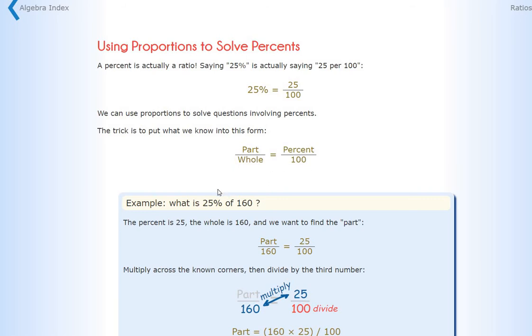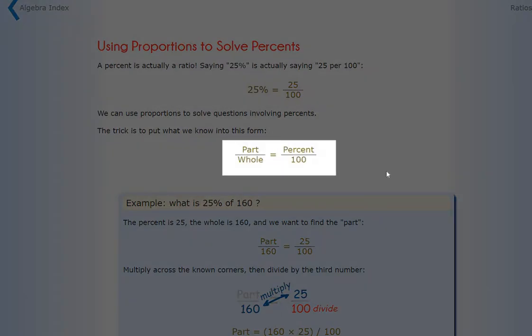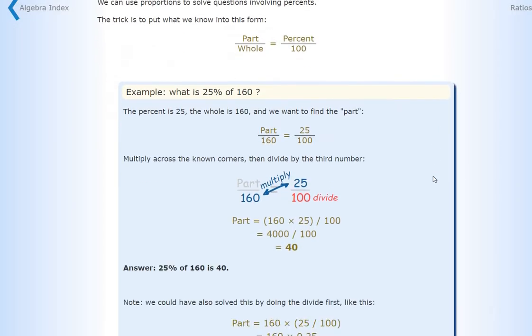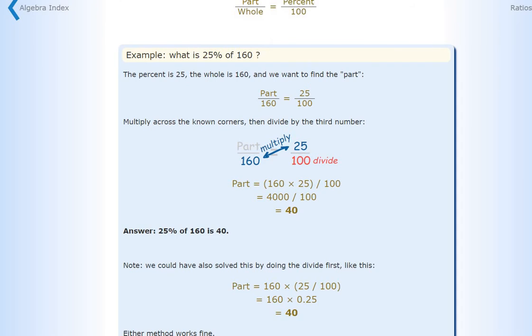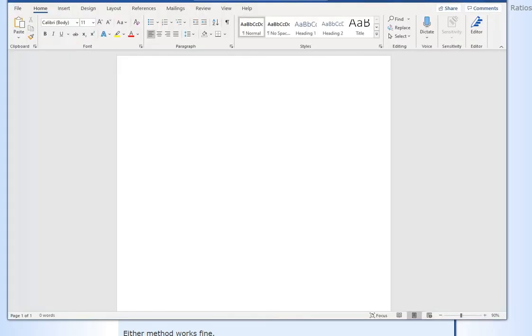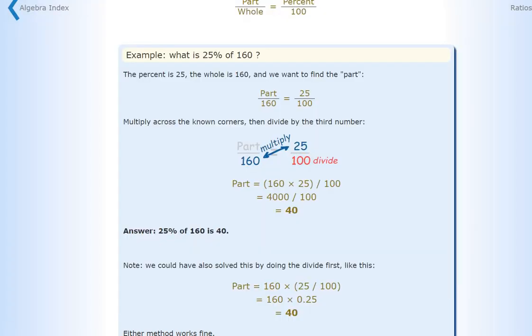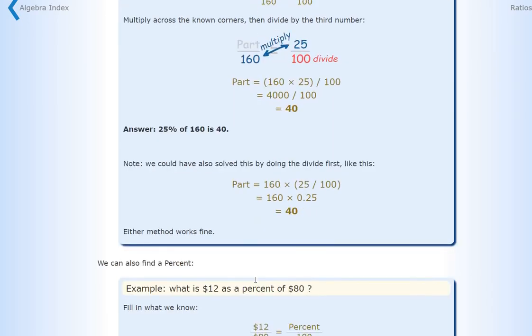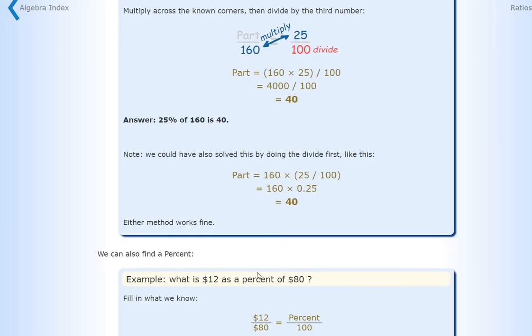Okay, this looks interesting. So example, can you read the example? Example, what is 25% of 160? The percentage is 25, the whole is 160, and we want to find out the part. Very good. So what is 25% of 160? 40. 40. Excellent. There you go.